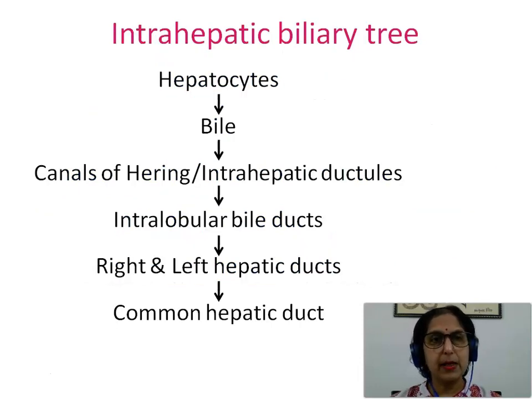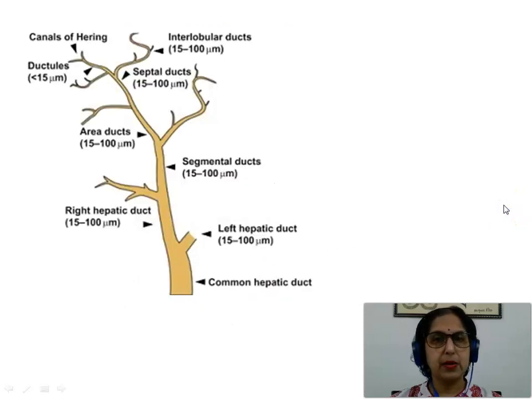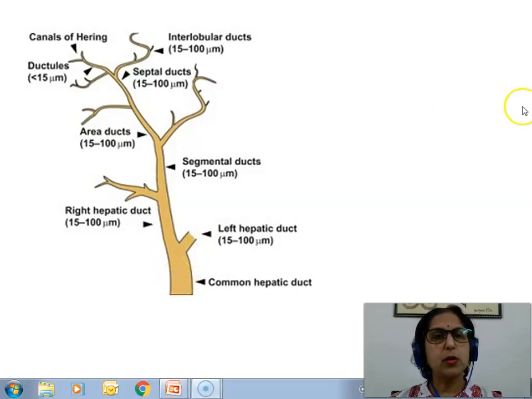So this here is the intrahepatic biliary tree. Hepatocytes secrete the bile, which flows through the canals of Herring or intrahepatic ductules, then into the interlobular bile ducts, then into the right and left hepatic ducts, and finally into the common hepatic duct. A diagram showing us the same: the canals of Herring, then the interlobular ducts, finally into the right and left hepatic ducts, which join to form the common hepatic duct.